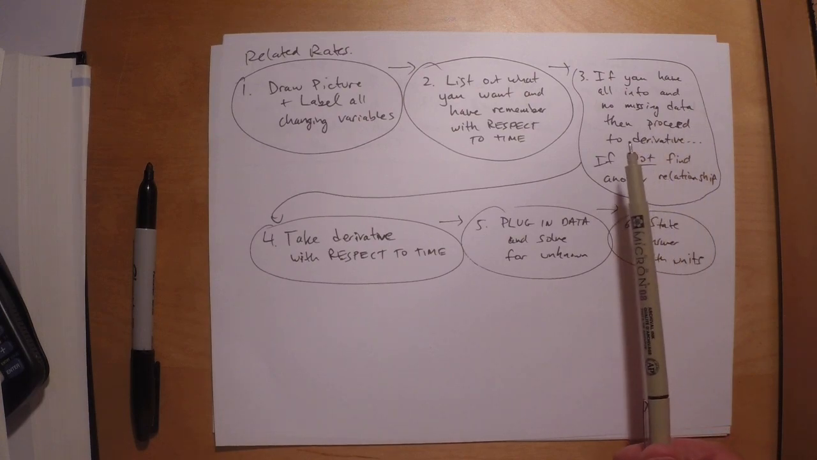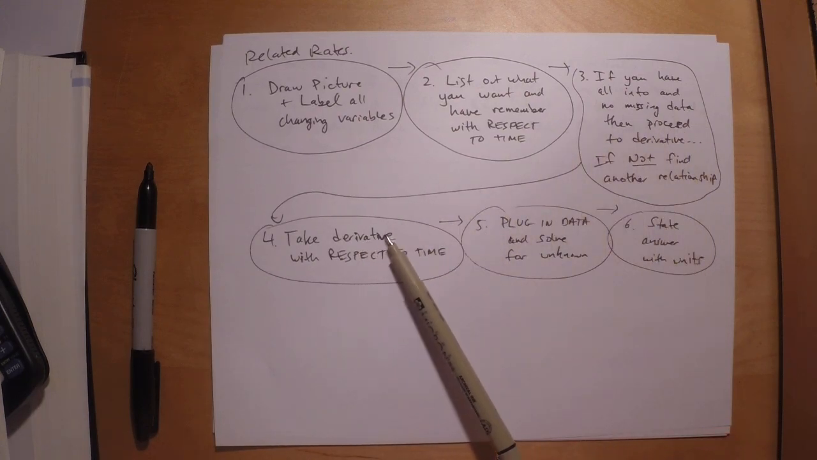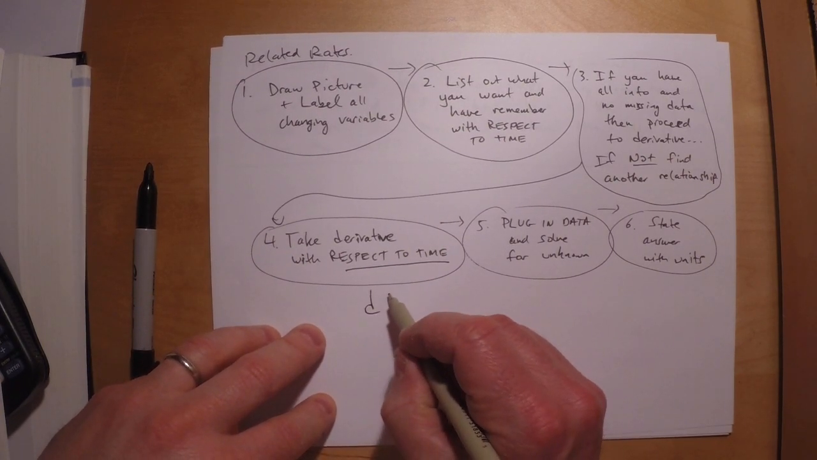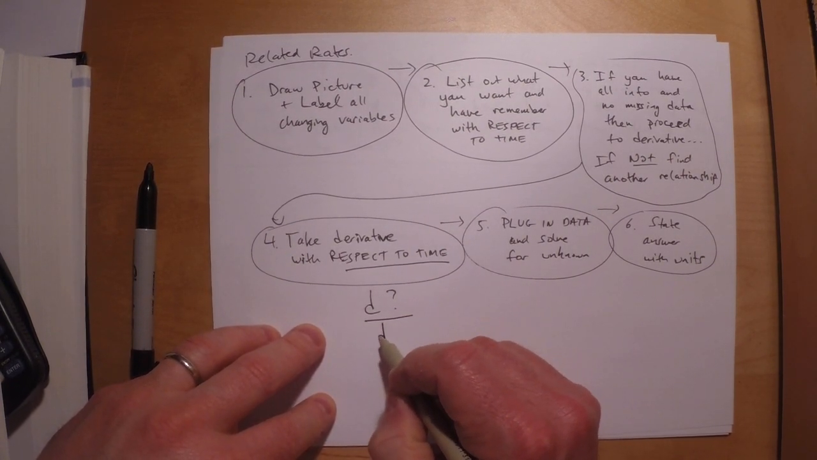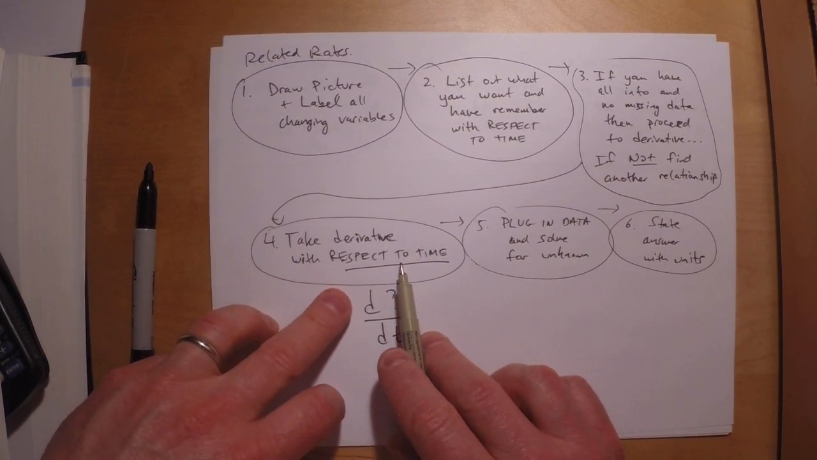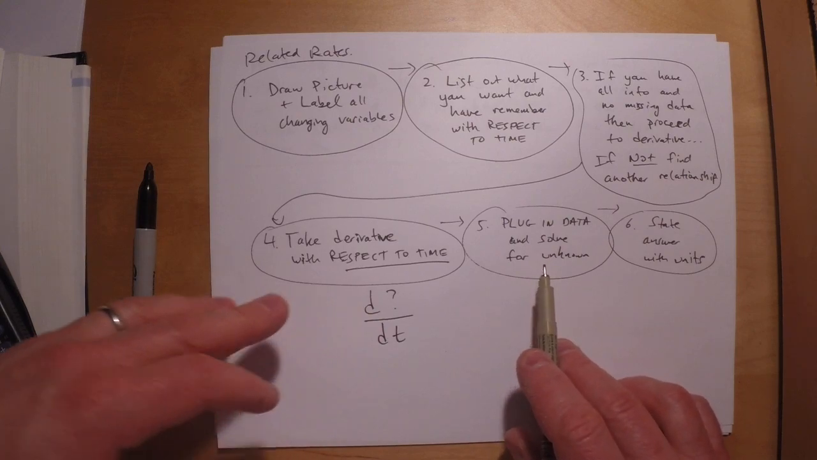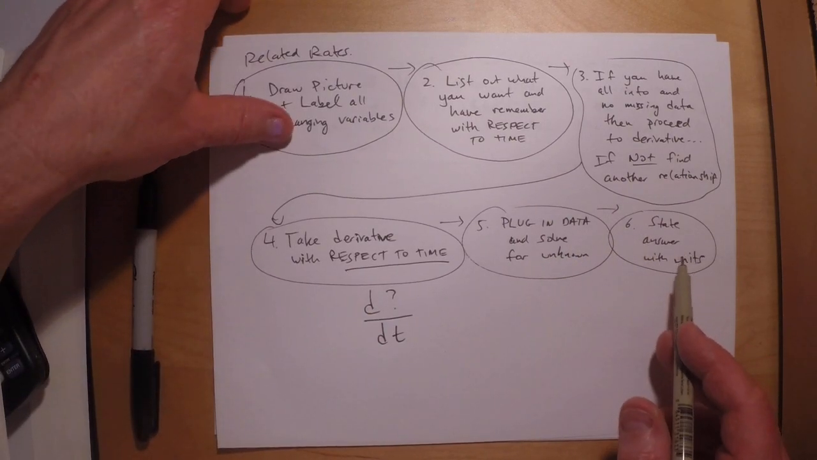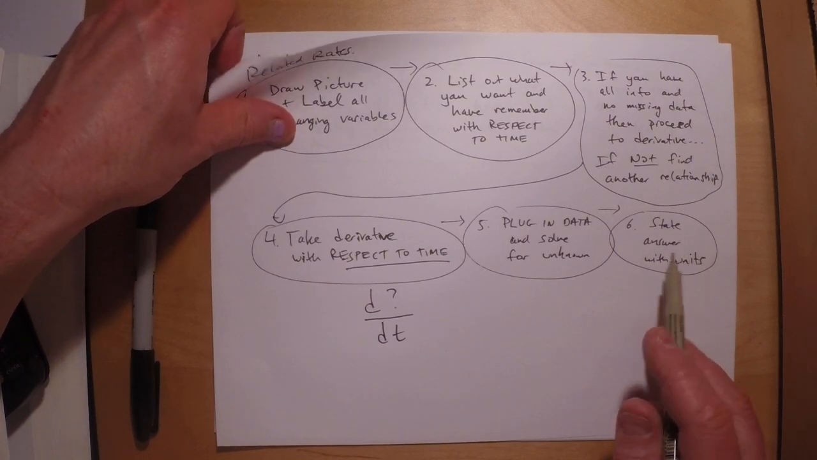Once you get to that point, then you can take the derivative, and this is the key point, with respect to time. So it'll be some derivative of something with respect to time, something dt. Once you have that taken, then you can either solve for your unknown and then plug in the data, or plug in the data and then solve for your unknown, and then state the units on your answer.